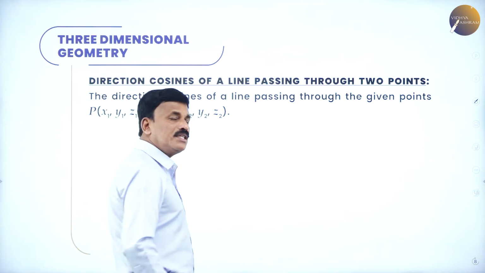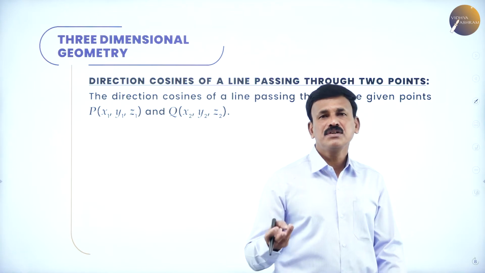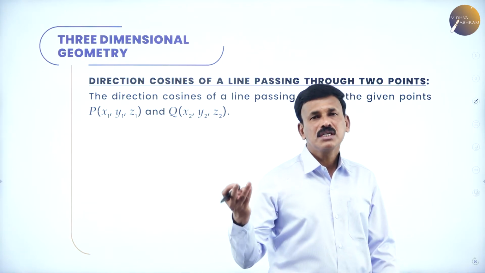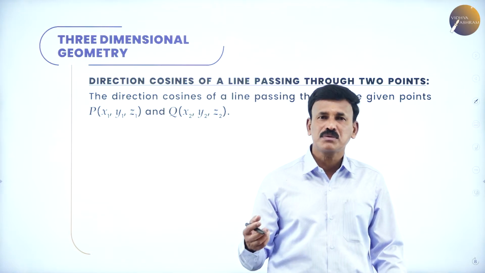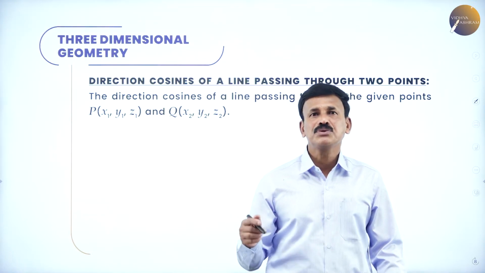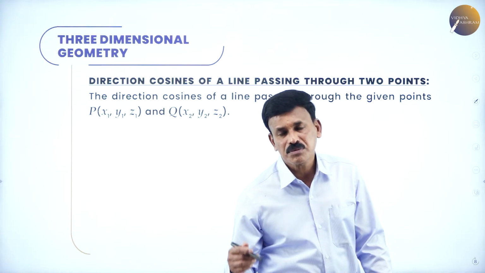Now to find the direction cosines, whenever the direction ratios are given, if A, B, C are the direction ratios, then the direction cosines L is equal to plus or minus A by root of A square plus B square plus C square, plus or minus B by root of A square plus B square plus C square, plus or minus C by root of A square plus B square plus C square.